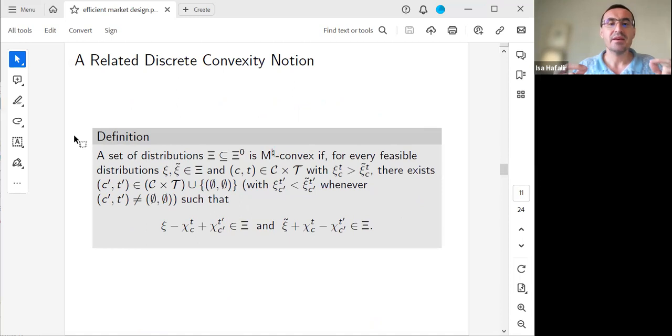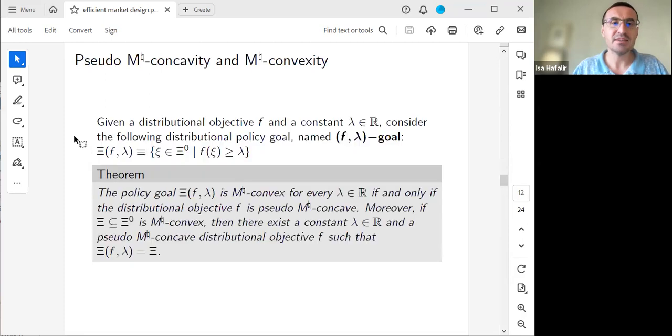M natural convexity is now about sets, not functions. We say that a set of distributions C, which is a subset of C0, the set of feasible distributions, is M-convex if when we have two distributions in the set and we make them close to each other, those 2 points will also have to be in the set. Our first result is that our notion of pseudo M-natural concavity is kind of a utility function analog of the known definition of M-natural convexity. You can think about this as similar to convex sets, where there is a corresponding quasi-concave function that represents the indifference curve. It's exactly the same way. So our first result tells you that.